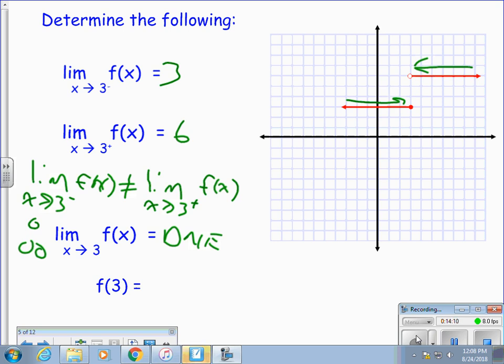What is f of 3? 3. So you can have a function exist without having the limit exist. Okay, the function can exist just fine without the limit.